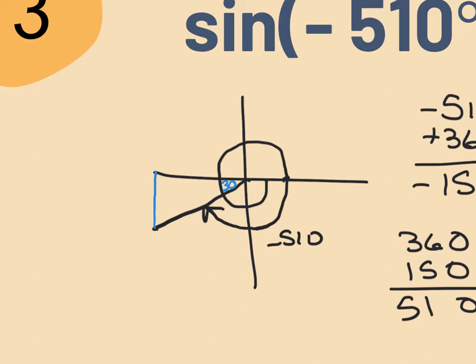I can fill in. Across from 30 is 1, across from 60 is root 3, and then here's your hypotenuse.